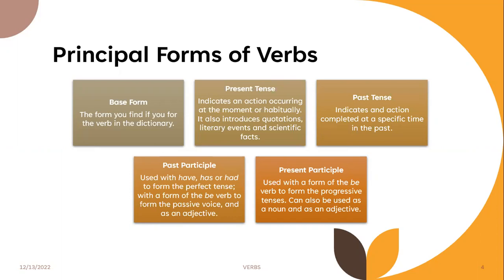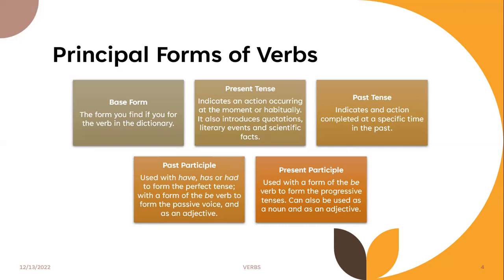From the same 2 words that we used before, live and awake, they would be the present tense of the verbs. Then you have past tense, which indicates an action completed at a specific time in the past: lived, awoke. Past participle is used with have, has, or had to form the perfect tense, with a form of the be verb to form the passive voice, and as an adjective. Examples of the past participle: has lived, have lived, had awoken, has awakened.